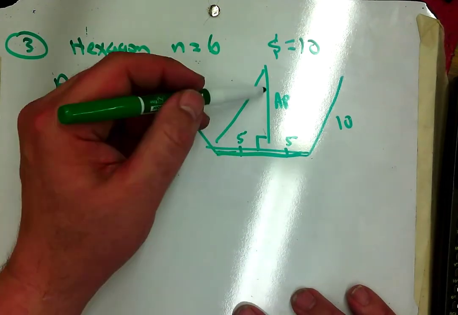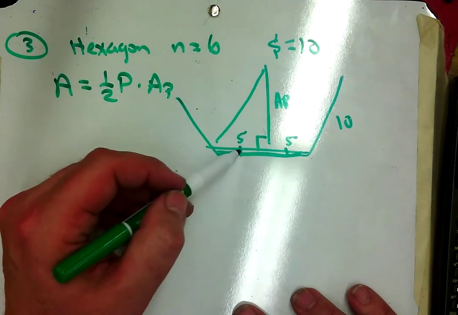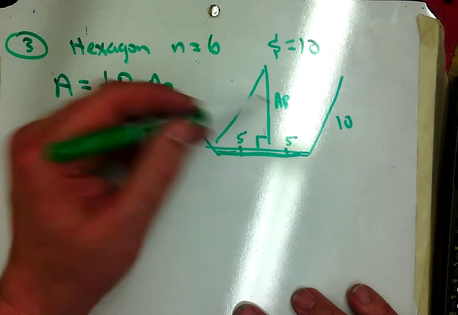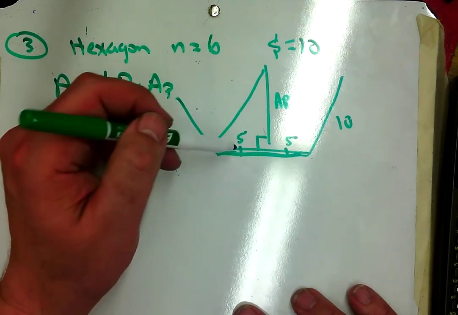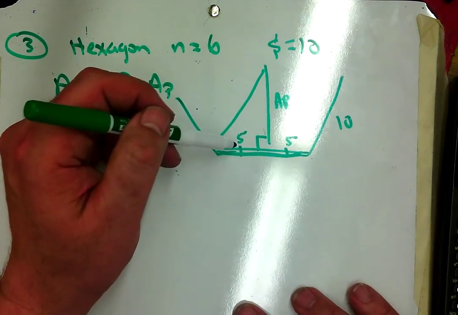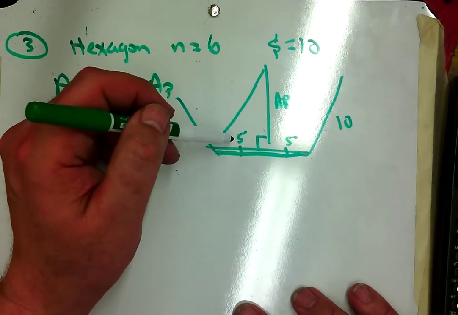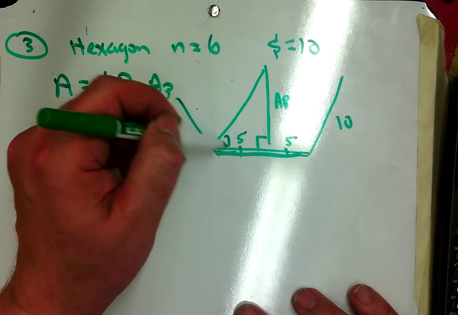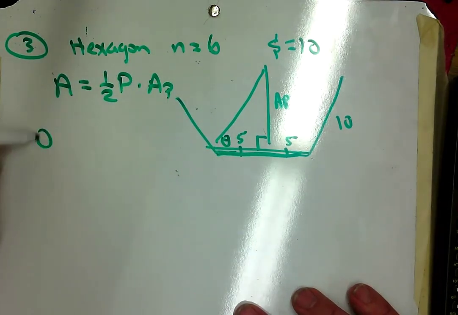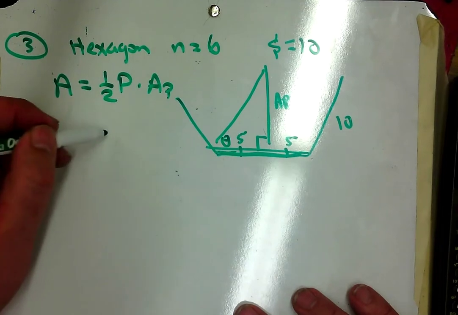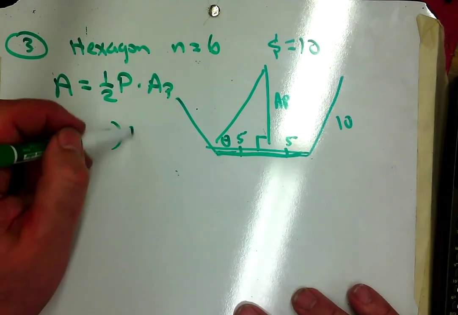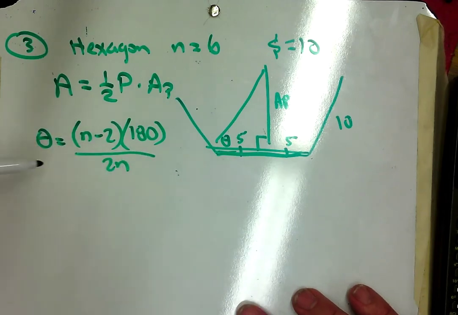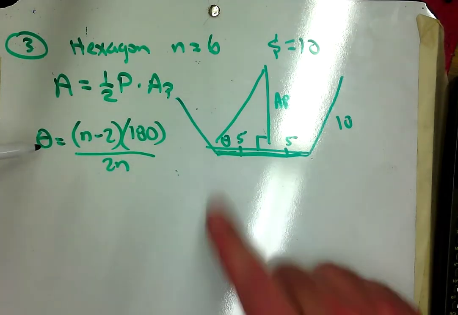Alright, now I need to find the apothem. I've got one side length, and I need to find this. I don't know this, so I'm not going to be able to use the Pythagorean theorem. I'm going to have to know an angle in order to do this problem. Luckily, in class, we talked about a formula for finding theta. We said that theta was equal to n minus 2 times 180 divided by 2n. This finds out how big theta is.